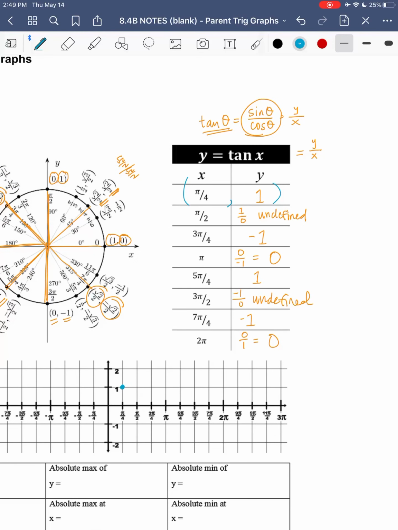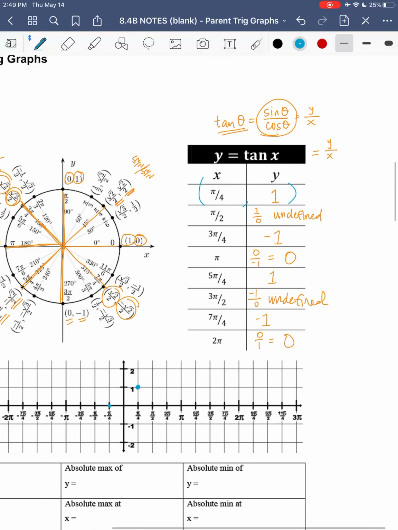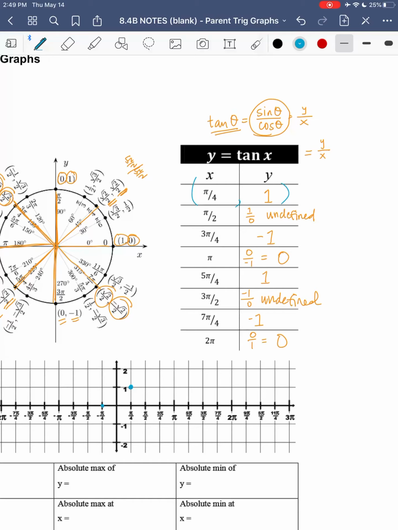Okay, what if we had looked at negative pi fourths? On our graph, that means we start at 0 and we go backwards an eighth of a turn of the whole thing. So negative pi fourths is the same as 7 pi fourths, and at 7 pi fourths, we had -1. So negative pi fourths is actually not this point right here. Negative pi fourths would be at -1.